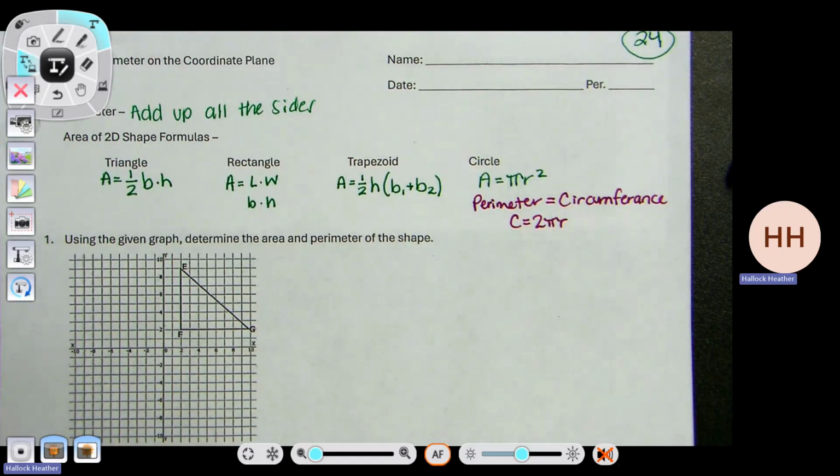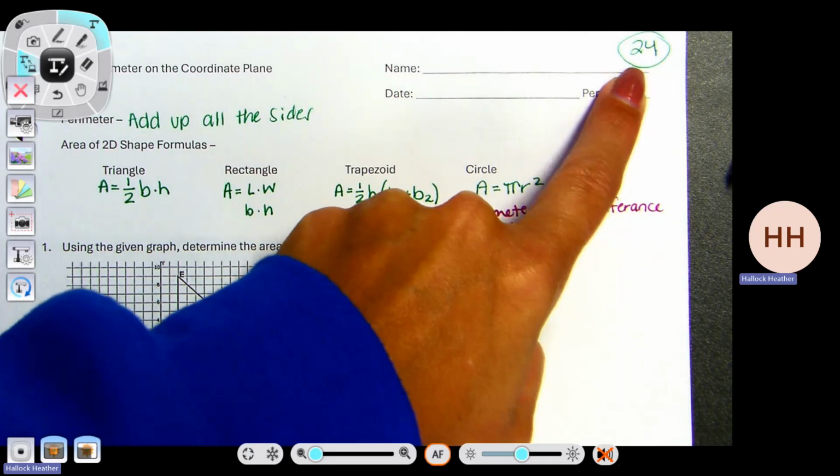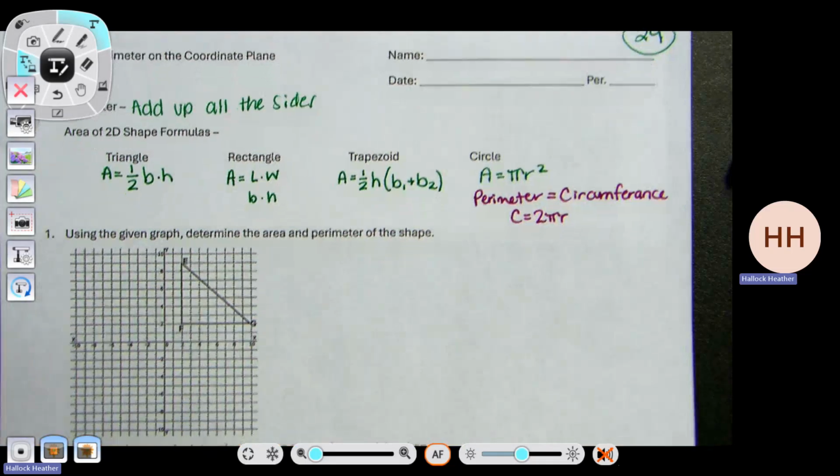So we're going to do a couple problems, and then this is the only sheet you're getting today. So whatever we don't get done, you are completing, and then you're turning it in online. Because it's a number for our notebooks, you are not turning it into the bin. It is number 24, so you keep it forever, and you're going to turn it in online.